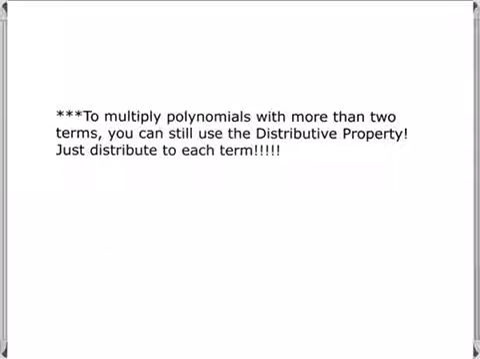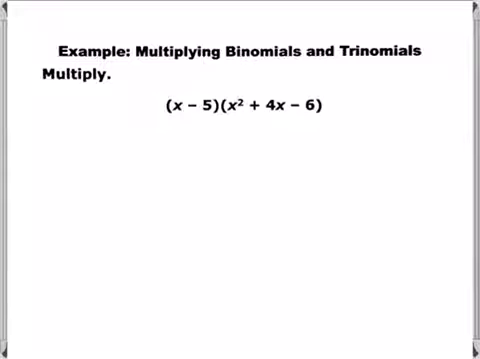To multiply polynomials with more than 2 terms, you can still use the distributive property. Just distribute to each term. So it's kind of like an elongated FOIL, but you want to make sure that you're getting every term to every term in the other polynomial. So here, we've got the same idea. We're going to use kind of like an elongated FOIL.